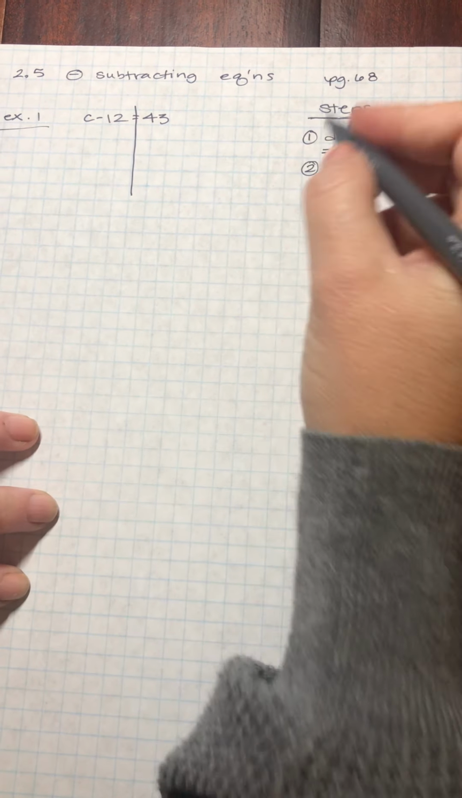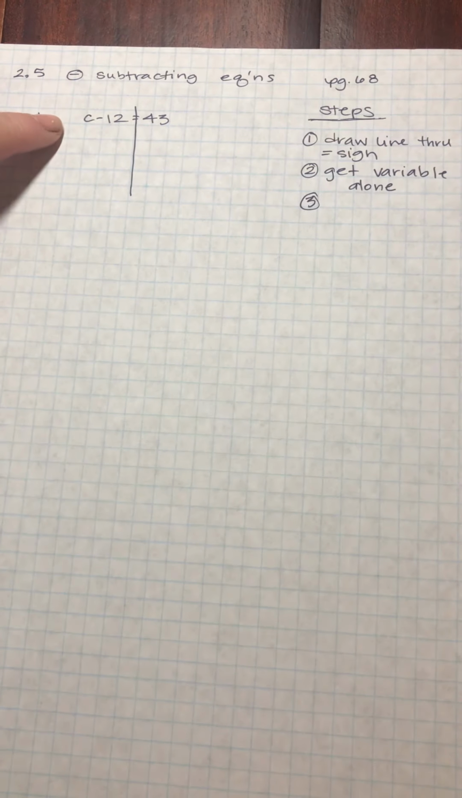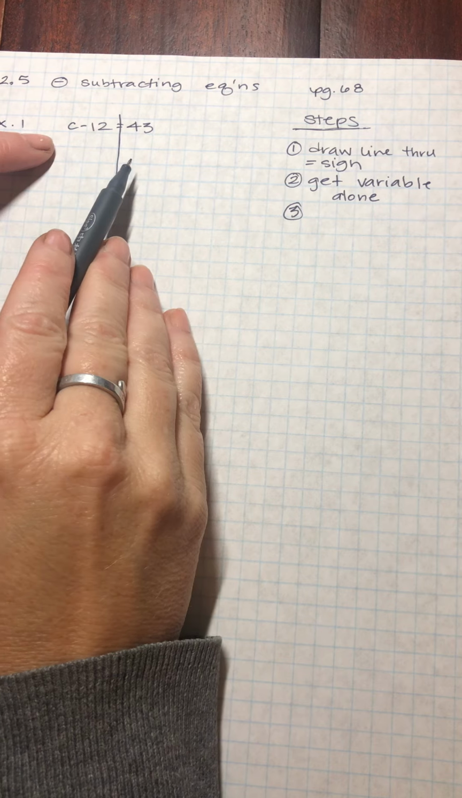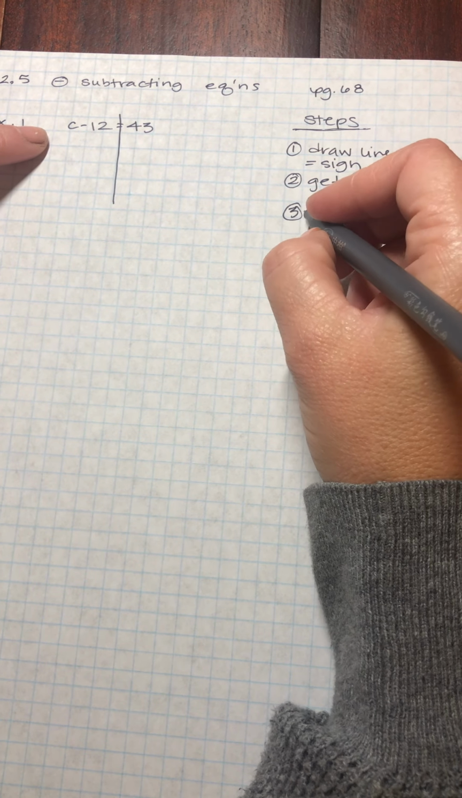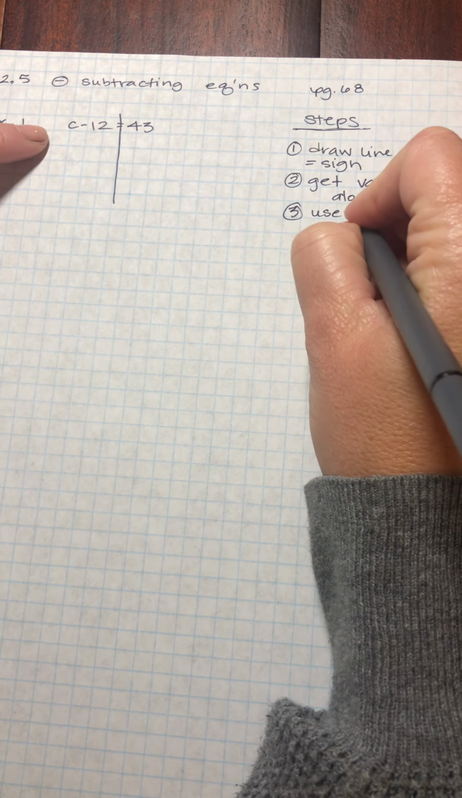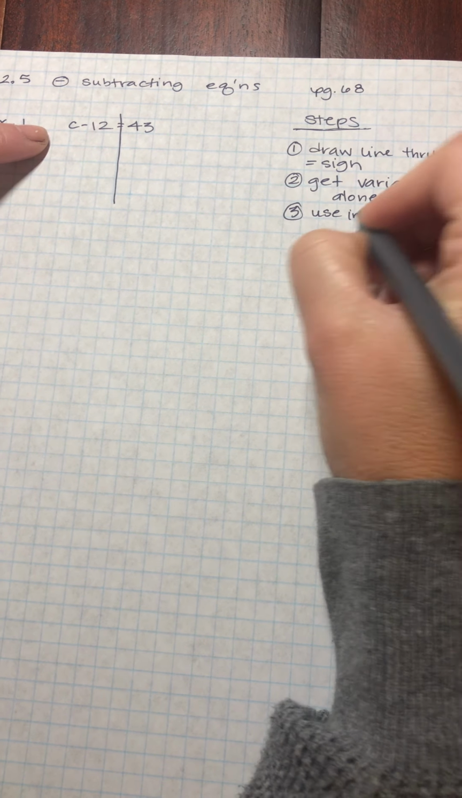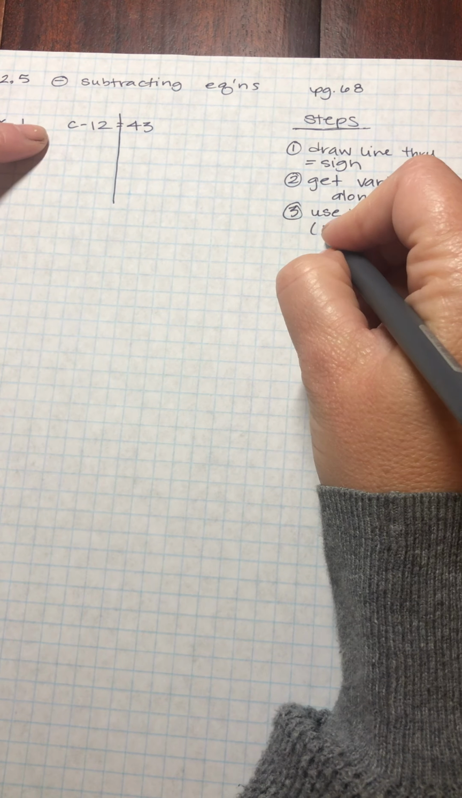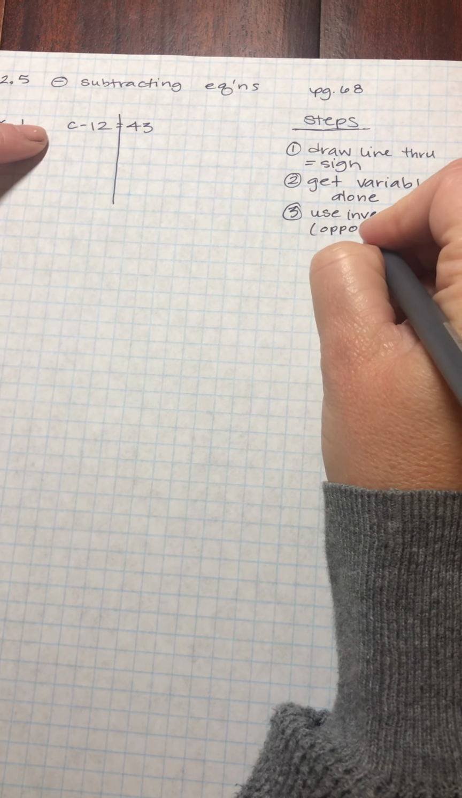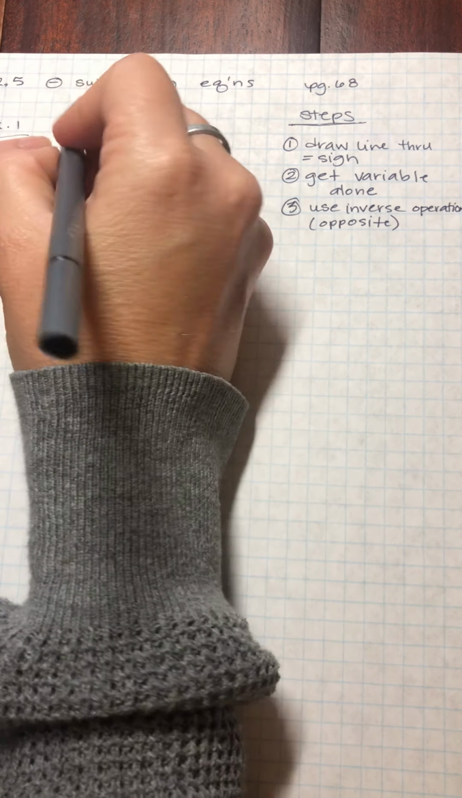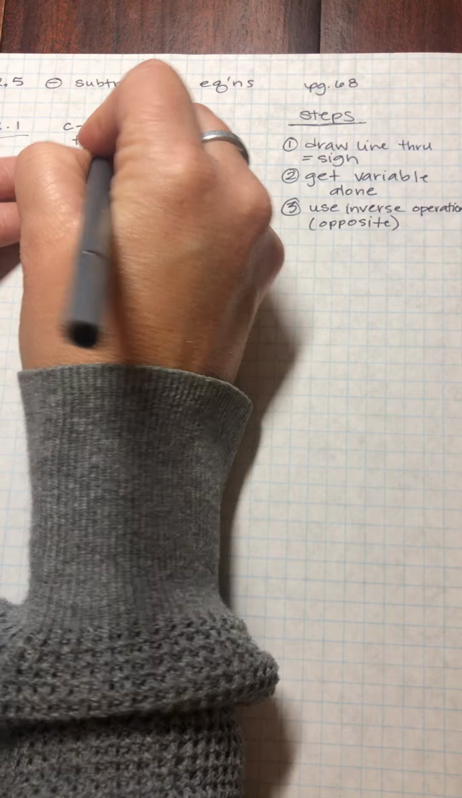So our variable in this problem is the c. Okay, so we want to get the variable all by itself. We want it just to say c equals, but it doesn't right now. It says c minus 12. So in order to move that minus 12, we're going to use the inverse operation. Right? So we're going to do the opposite of what we see. I see minus, so today in this lesson I'm going to add.